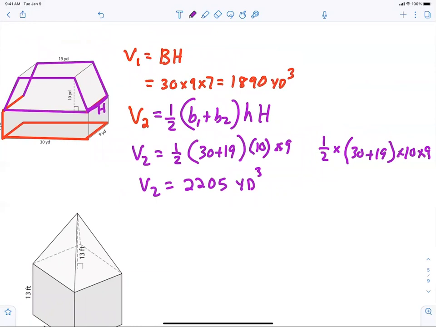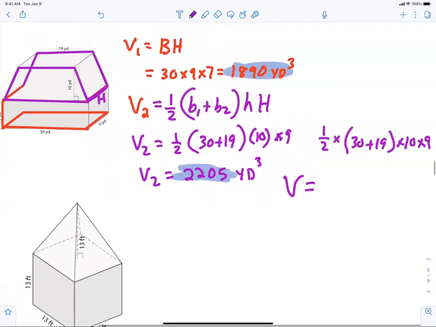So now, what would be the total volume? What would I do now? Yes, you would add this, and you would add this. So the volume is equal to, all together, help me. 4,000 what? 4,095 yards cubed. All right, so I'm pretty happy with that. All right, going on to the next one. All right, I appreciate you guys.